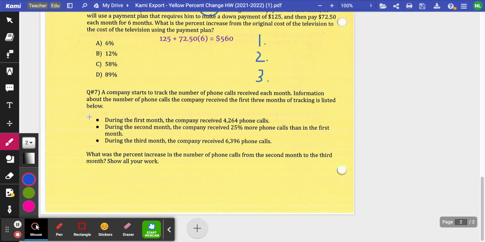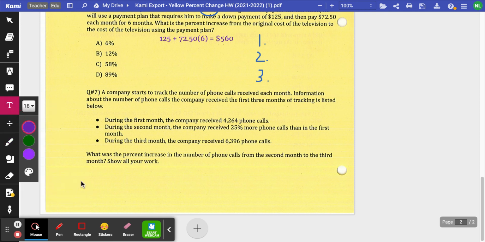All right, the last question. A company starts to track the number of phone calls received each month. Information about the number of phone calls the company received the first 3 months of tracking is listed below. During the first month, the company received 4,264 phone calls. During the second month, the company received 25% more phone calls than the first month. And during the third month, the company received 6,396 phone calls. What is the percent increase in the number of phone calls from the second month to the third month? So we actually have to figure out the second month.